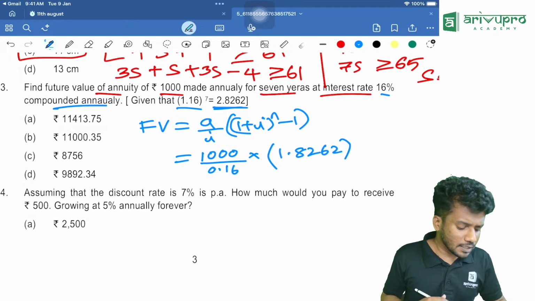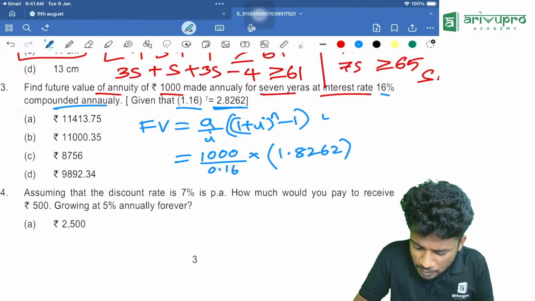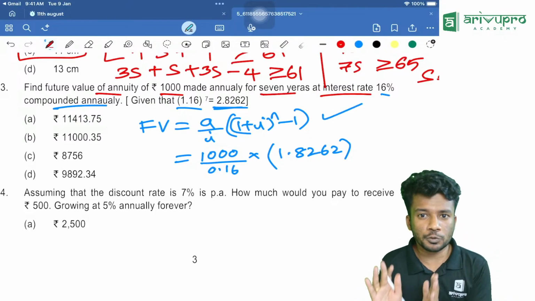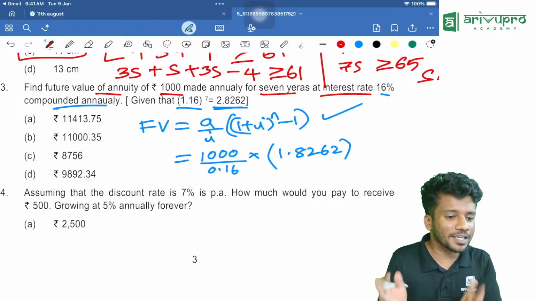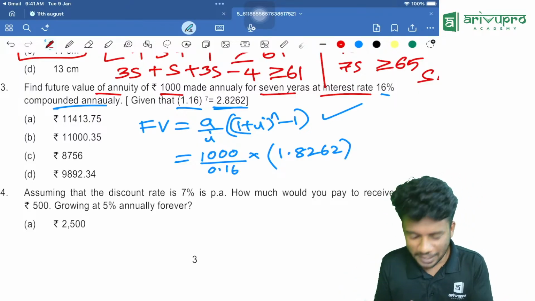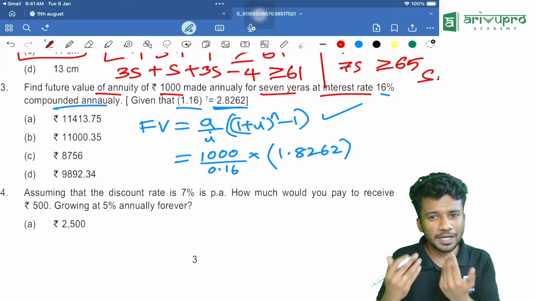1.8262. Now take your calculator, just do it. Actually, you can do it from the first step itself. I am just showing you how to do, because anyway many of you are looking at the last moment for the exam, so that's why I'm just showing you the step. Otherwise it's not required, direct step.